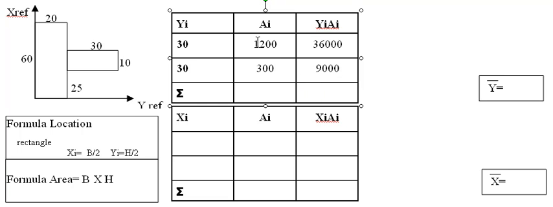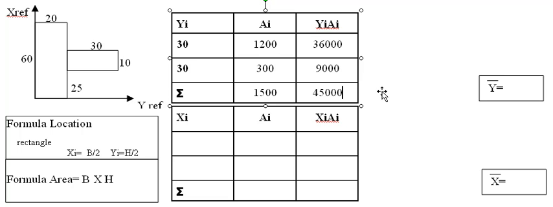Okay, so now this one right here says the sum of. So what we're doing is summing this column and this column. You don't need to sum this column because it's not part of our next formula. So we're going to take 1200 and add 300 to it. That's going to give us a total of 1500. Now we're going to take 36,000 and add 9,000 to it. It's going to give us 45,000.